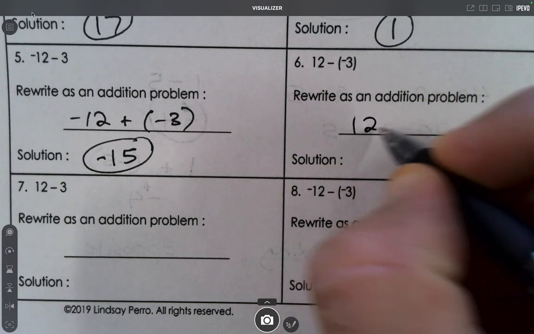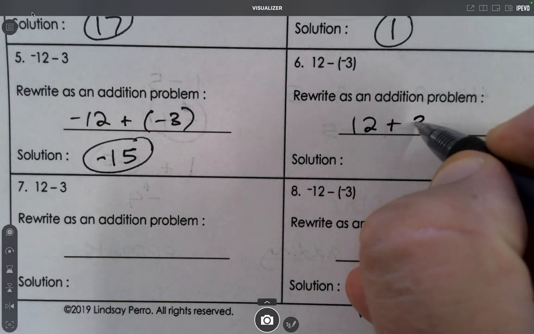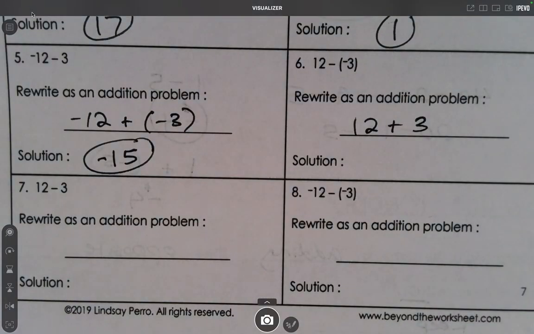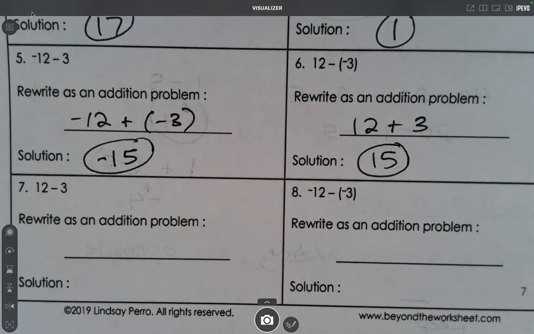Here we keep the 12, change subtraction to addition, change the negative 3 to a positive 3. So we're adding the same signs, positive 12, positive 3. So the answer is positive 15.